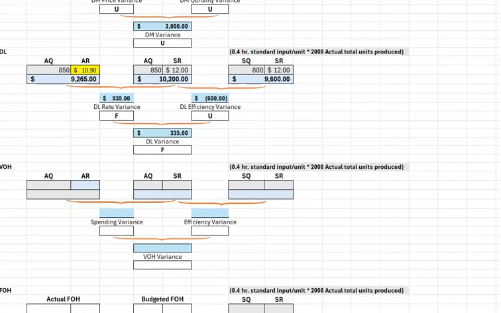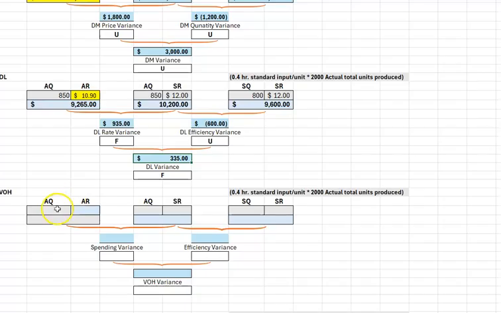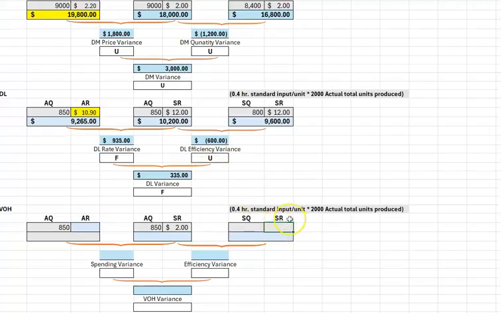Having a look at my variable overhead now. So variable overhead is very similar. It's based on our direct labor, the company says. So I know that my actual quantity is going to be my 850 hours. Okay, so I can put that information in. It tells me my standard rate, right? We're given our standard rate. We thought we were going to pay $2 in variable overhead.